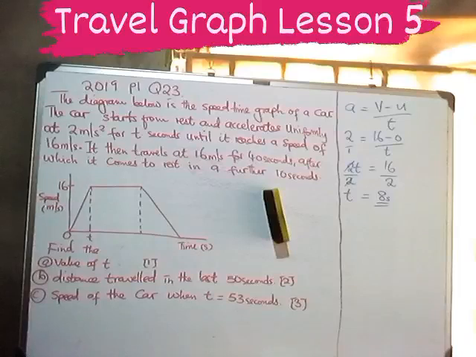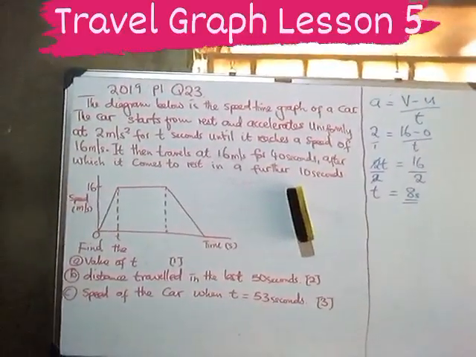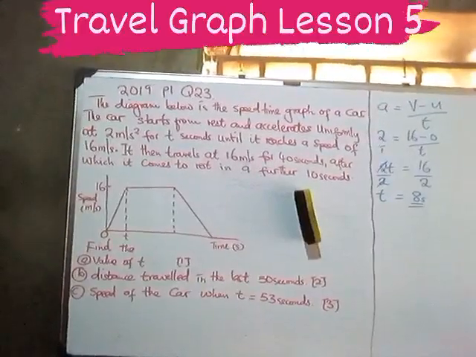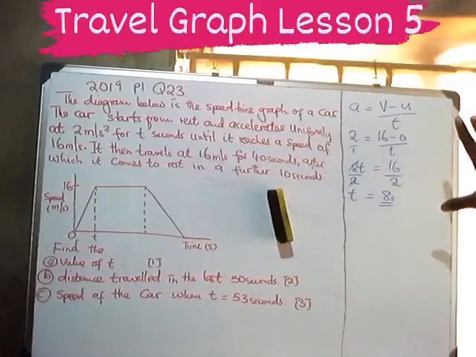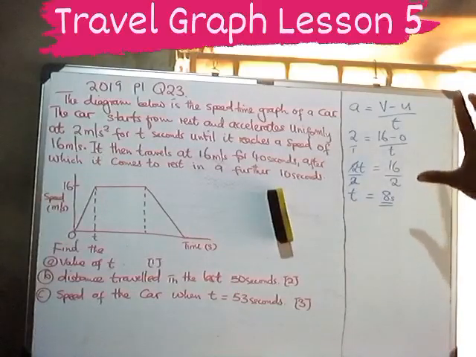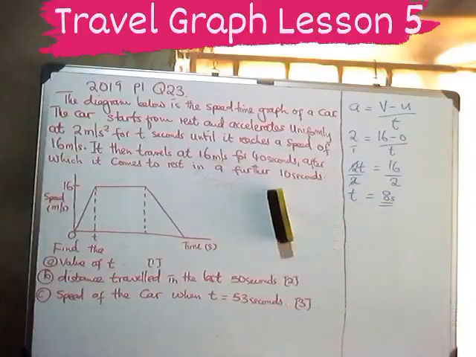The next question is question number B. Question number B is under distance. We are trying to find the distance traveled in the last 50 seconds. Now, what do they mean by the last 50 seconds? Maybe before I go any further, please pause your video and copy this, because I'm now going to question number B.